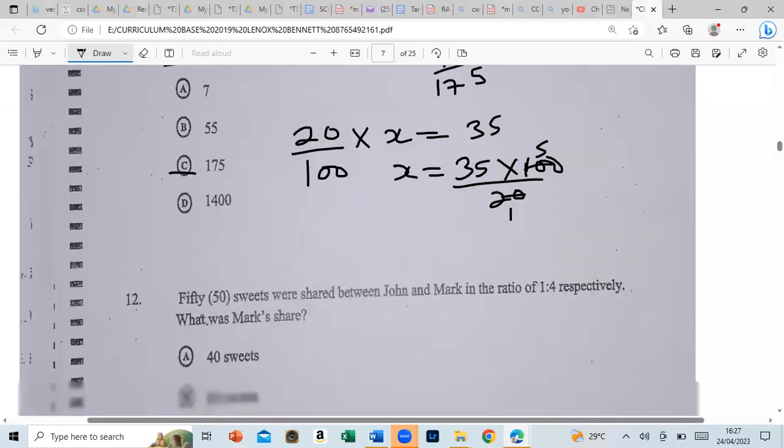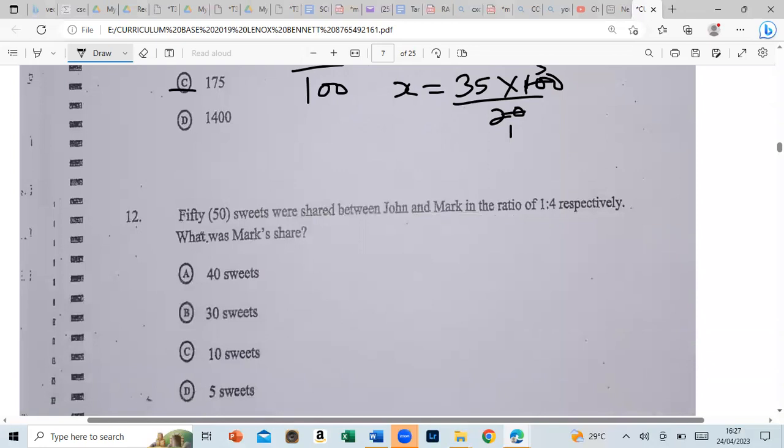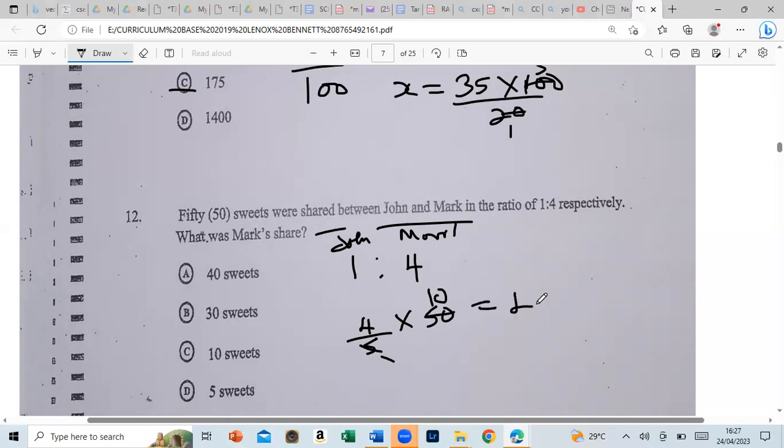50 students were shared between John and Mark in the ratio 1 to 4, respectively. What was Mark's share? So, first, let us write the ratio 1 to 4. And they say John to Mark. So that means the first one is John and the second one is Mark. So that means Mark gets the bigger portion. Right? So it would be 4 out of the 5, because you add the total and then multiply by 50. 5 goes into 50 ten times, and then we multiply 4 times 10, which is 40 sweets.